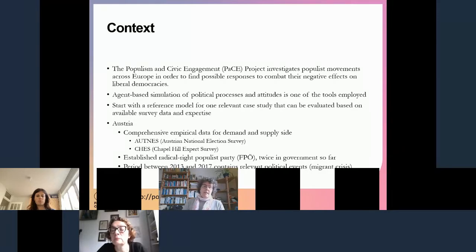And there's an established radical right populist party in Austria, the FPÖ, the Freedom Party of Austria. And this has been twice in government so far. And the period we are looking at is between the national elections of 2013 and 2017, because that contains relevant political events like the migrant crisis in mid 2015 and 2016.